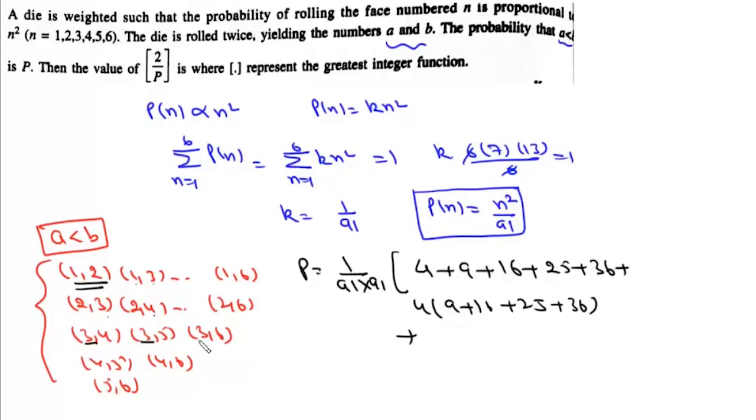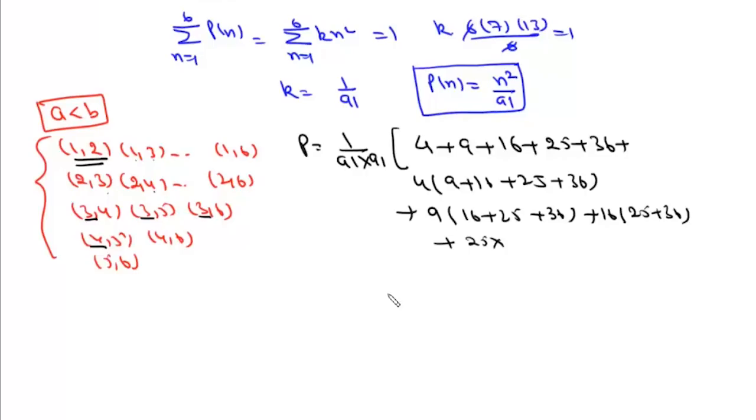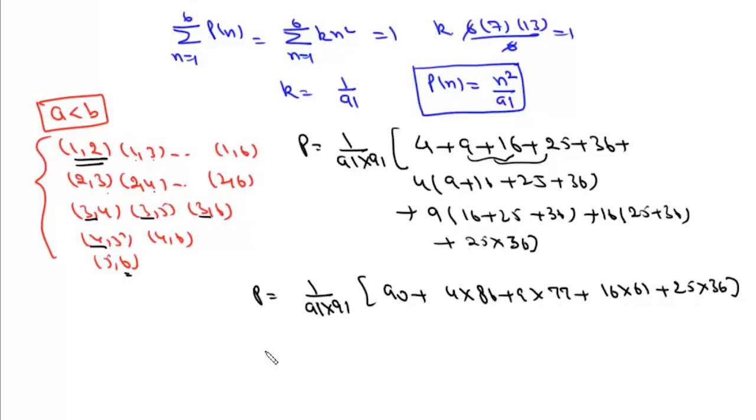Plus, now here we have 3. So it will be 9 and then 16 plus 25 plus 36. And then we have 16, which is 5 square, plus 36. And then finally it will be 25 into 36, which is 6 square. Now this value will be 3003 upon 91 into 91.